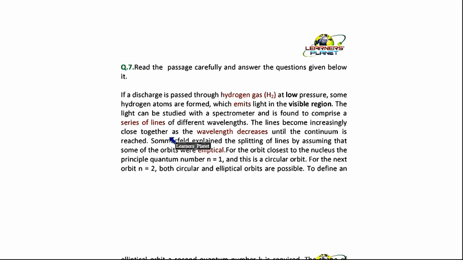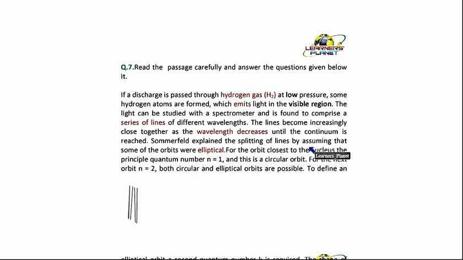The lines become increasingly close together as the wavelength decreases. What do you mean by wavelength decreases? Wavelength decreases means energy increases if you increase the energy of the light, until the continuum is reached. It means you are getting the lines very close to each other. Continuum is reached.